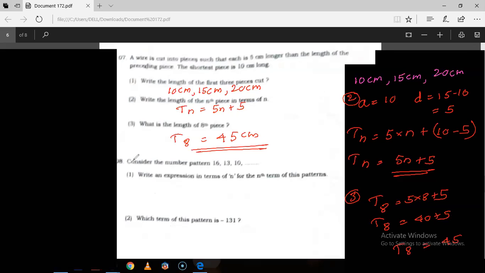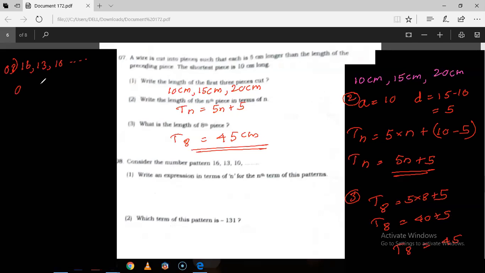Right. I'll just do the 8th question here. Consider the number pattern 16, 13, 10. Write the expression for the nth term of the pattern. That is easy for you now.